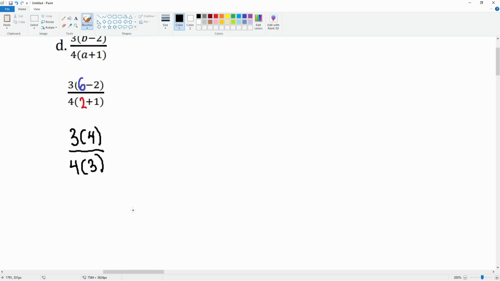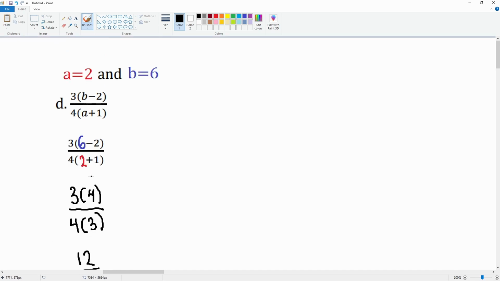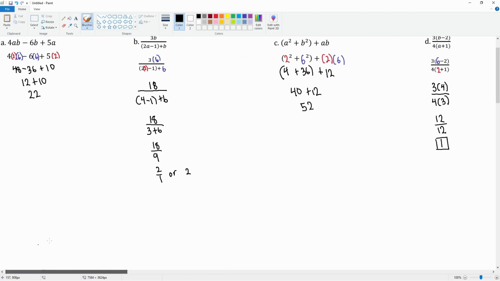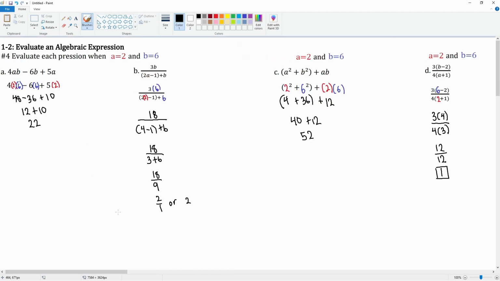Now we can do the multiplication because it's together. So 3 times 4 is 12. 4 times 3 is also 12. 12 over 12 is just the number 1. Okay. All right. So there you go. That is how you evaluate each expression.